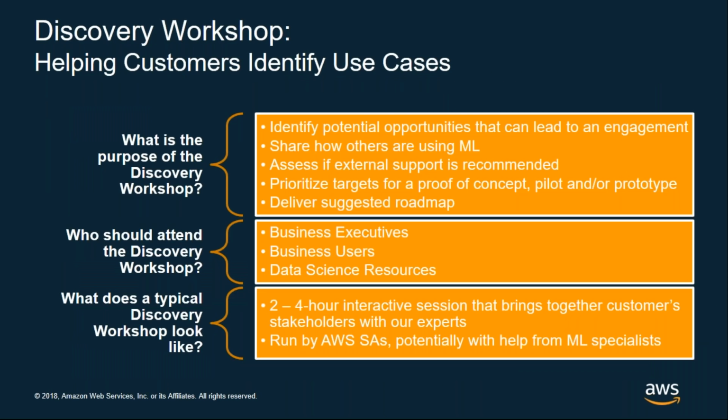So as we start to wrap up here, the last two pieces we want to talk about is how AWS can start to help customers in this space. The first thing we have to talk about is the discovery workshop. We're really trying to help our customers identify their use cases and identify areas to get started in machine learning, because we're trying to demystify that process for them.